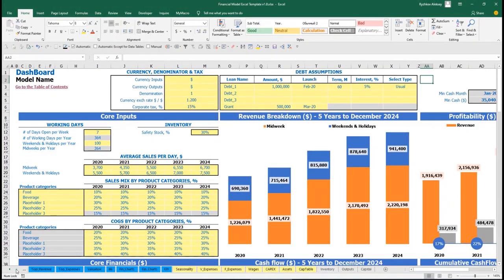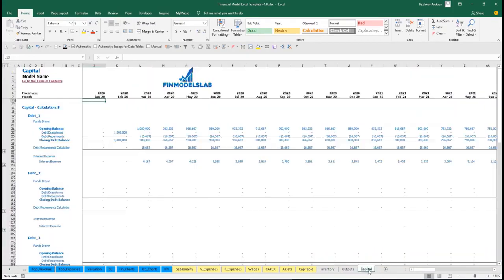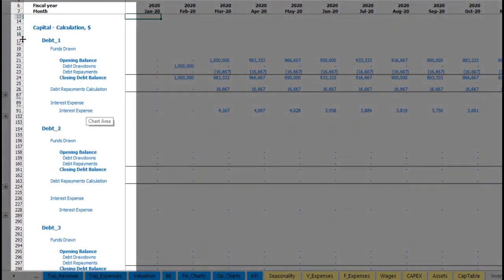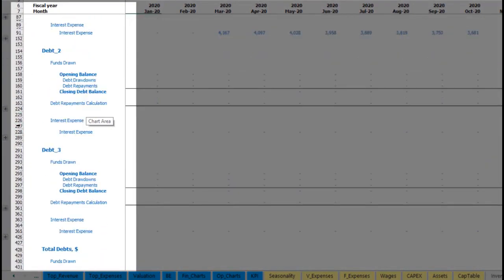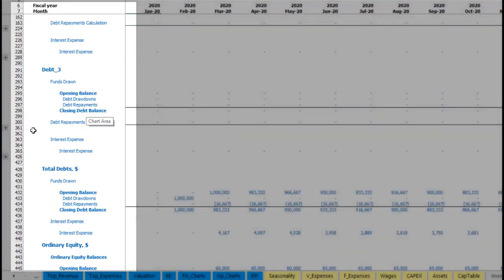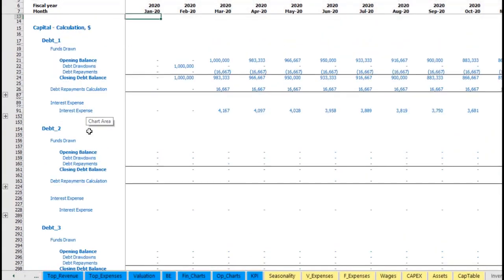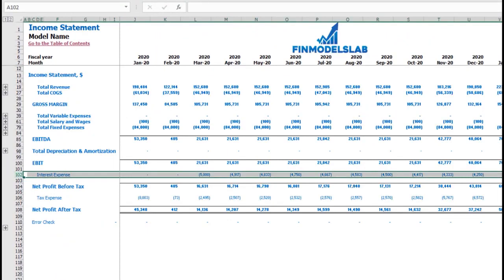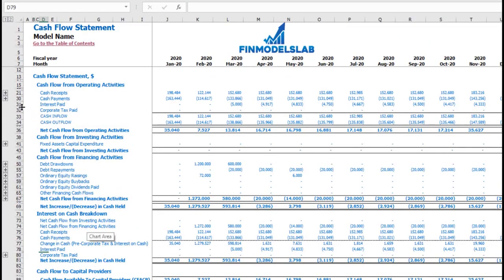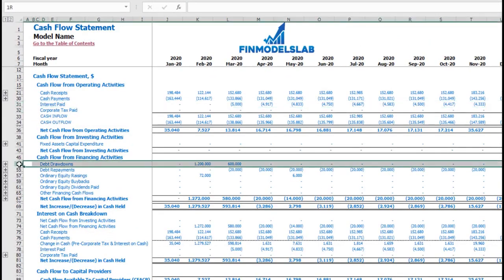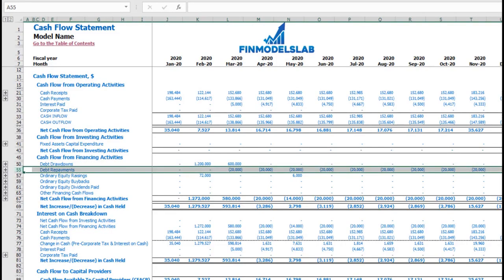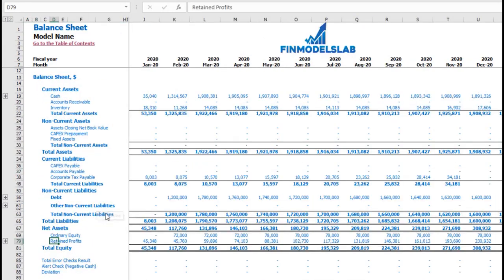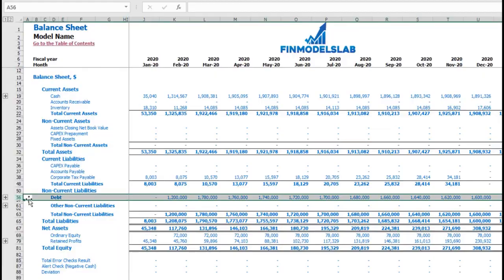So all the calculations of the debts you may see on the capital tab. Calculations for debt number 1, debt number 2, debt number 3, total debts with grants. These calculations impact income statement, interest expenses, the cash flow, interest paid, debt drawdowns, debt repayments, and on the balance sheet you have the debt closing balance.